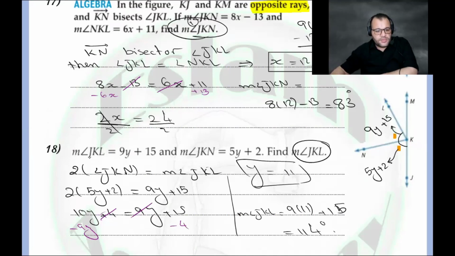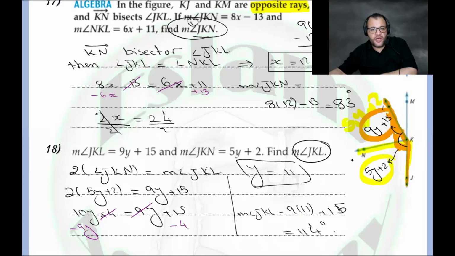I just say the given is: the measure of angle JKL, all of this part, is 9y plus 15. And the measure of angle JKN, this part only, is 5y plus 2. This means the other part also will be 5y plus 2. So 5y plus 2 and 5y plus 2, which is (5y plus 2) times 2, is equal to 9y plus 15. Is that clear? Any problem for this one?